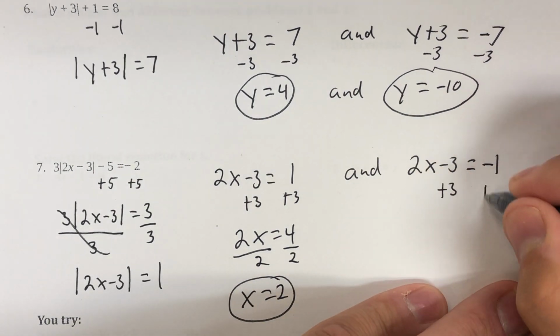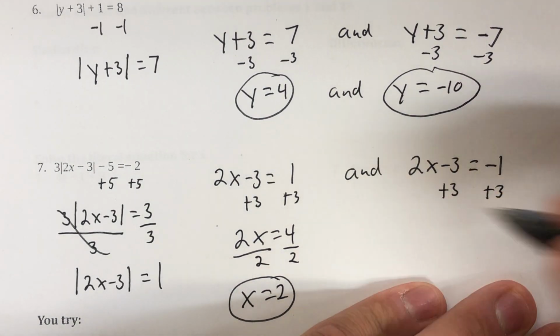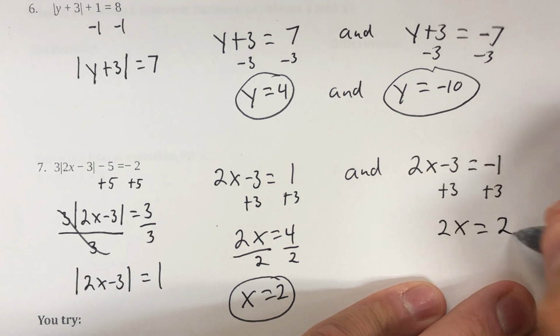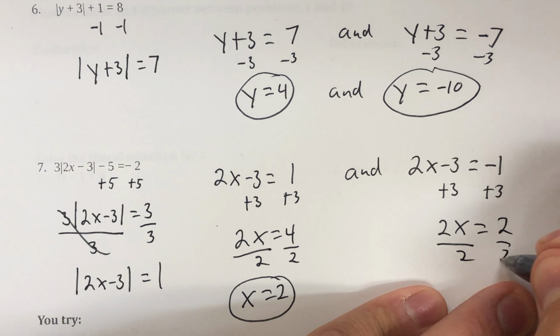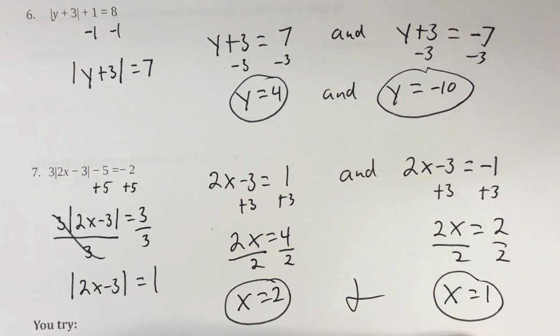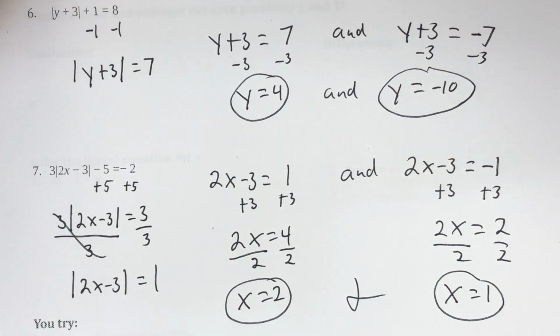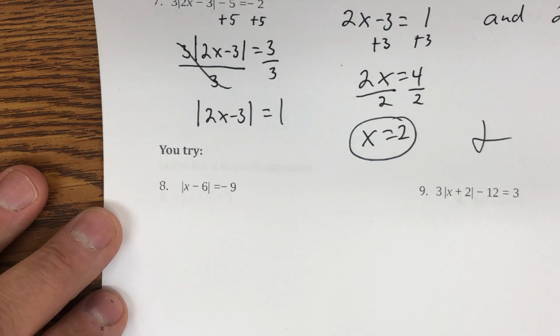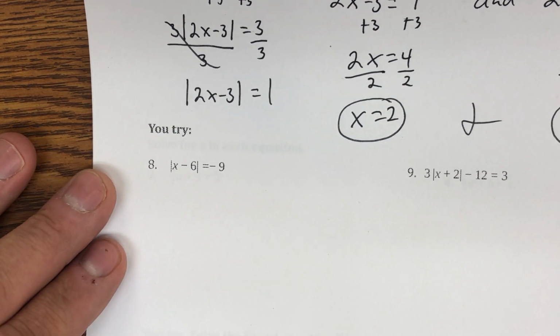Add 3. Notice we don't get 4. 2x equals negative 1 plus 3 is 2. Divide 2, and x is equal to 1. So we found both solutions. Now the tries are there. Go ahead and pause the video. Give both of them a shot, and then we will reconvene to see how you did.